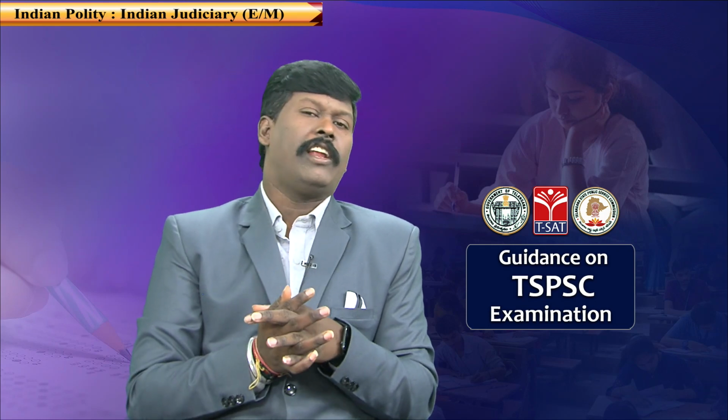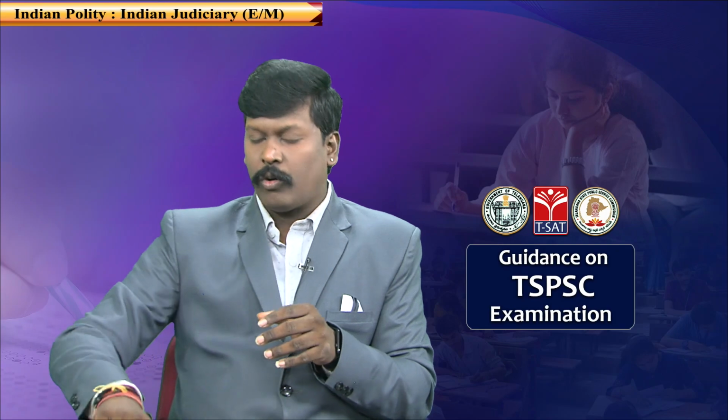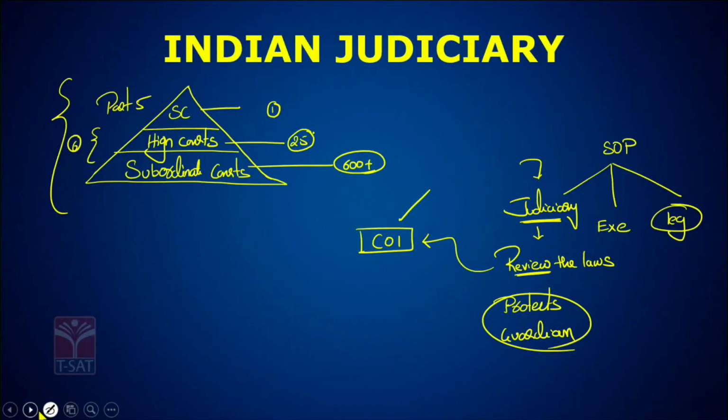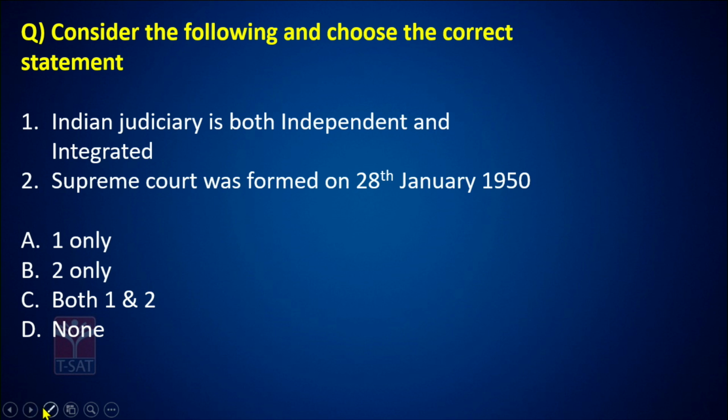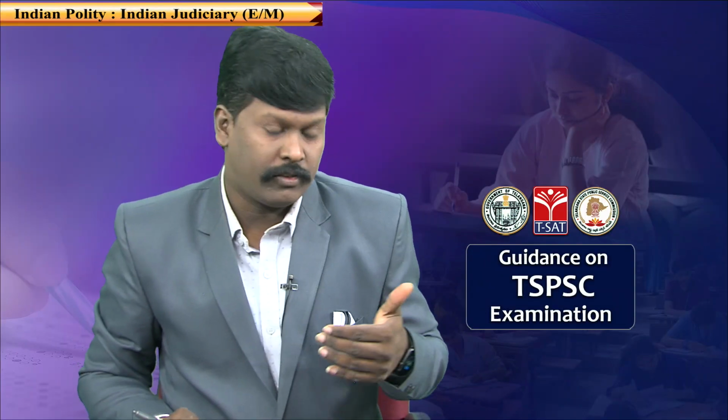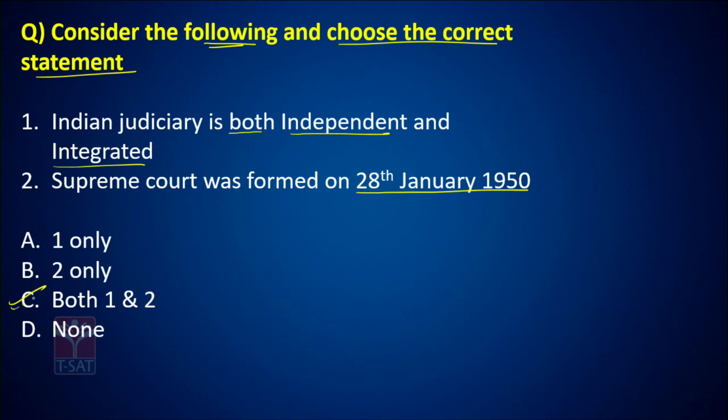Now, let us continue this Indian judiciary topic and see the first question. It says, consider the following and choose the correct statement. Indian judiciary is both independent and integrated. Supreme Court of India was formed on January 28th, 1950. Let me reveal the answer first and explain this. Answer is C. Both the statements are correct. Yes, Indian judiciary is both independent and integrated.